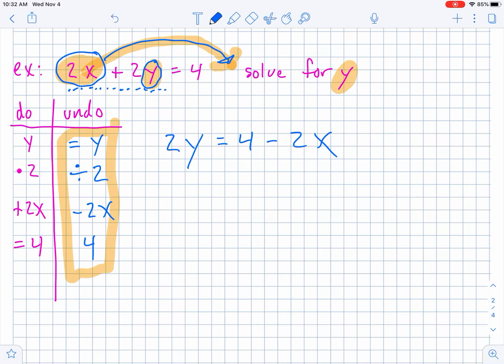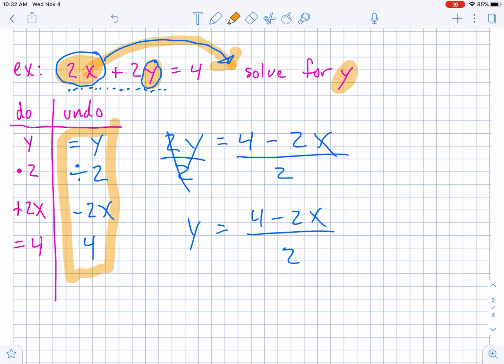Then the only thing stopping us from getting y by itself is the times 2. So you got to divide both sides by 2. So we can divide by 2 here and divide by 2 here. These cancel out and you get y is equal to 4 minus 2x over 2.